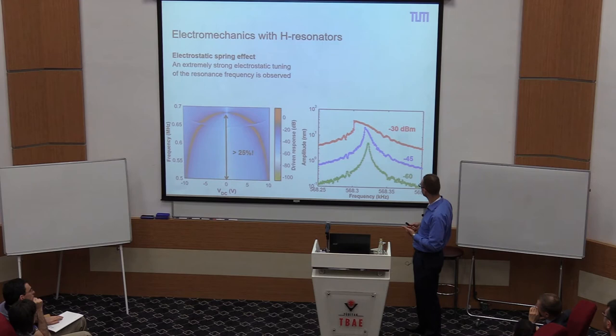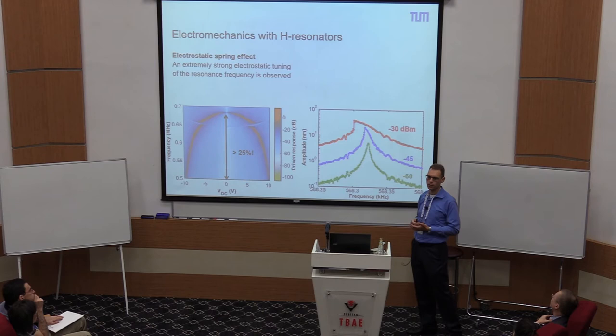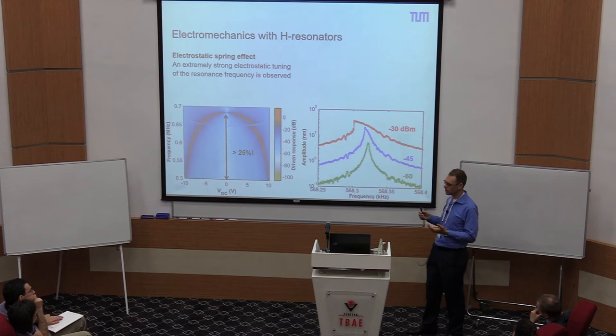If we now increase the driving force to, say, minus 45 dBm or even minus 30, you see there's a peak that becomes nonlinear. But maybe the experts in the audience already realize something funny, namely that usually if you have a mechanical device, things become stiffer if you drive them harder because you have more motion, you induce more tension, and just like in a guitar string, the more tension you have, the frequency goes up. But here, actually, the frequency is going down.